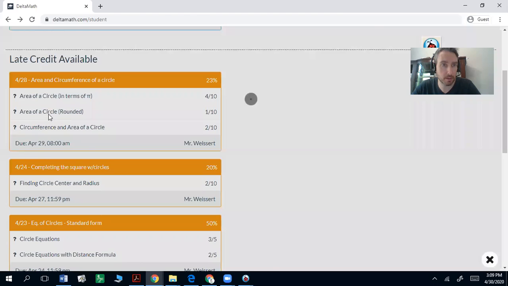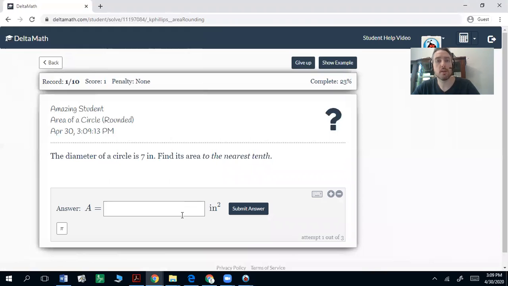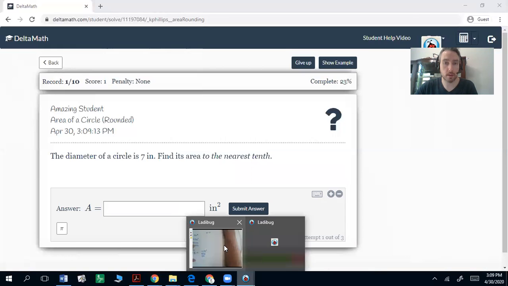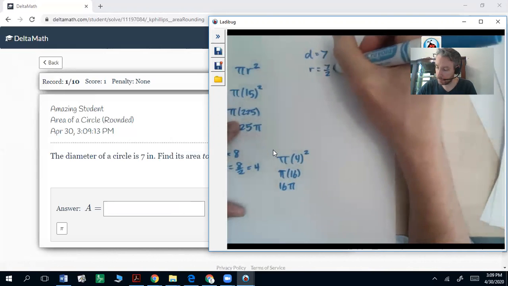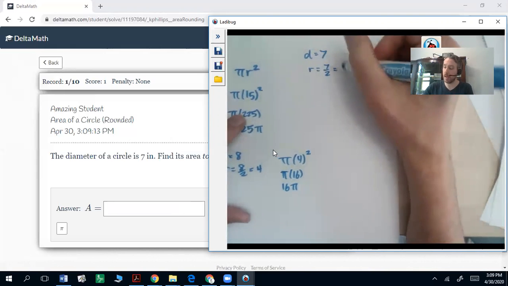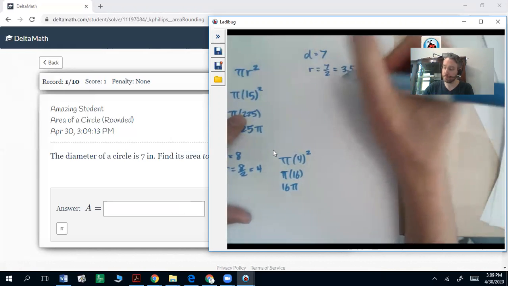Let's go to area of a circle rounded. So if it's going to be rounded, then you want to actually calculate pi. So if it gives you the diameter of a circle, remember to cut that diameter in half. So if the diameter is equal to 7, then the radius will be 7 divided by 2. 7 divided by 2, that's 3.5. So we can say 3.5.